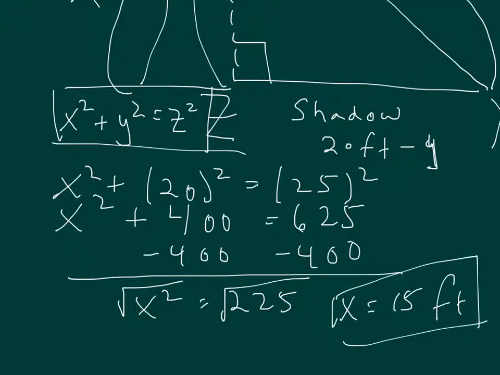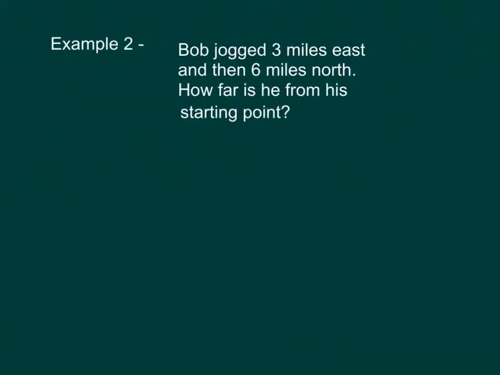Let's take a look at example 2. In example 2, we have Bob. And Bob's out for a jog, and he's jogged 3 miles east, and then he's jogged 6 miles north. And we're trying to figure out how far he is from his starting point. As in example 1, we want to set up a diagram. So let's do x marks the spot here. So that's the starting point. And Bob goes east 3 miles, and then he goes north, let's say 6 miles, creating a right angle here.